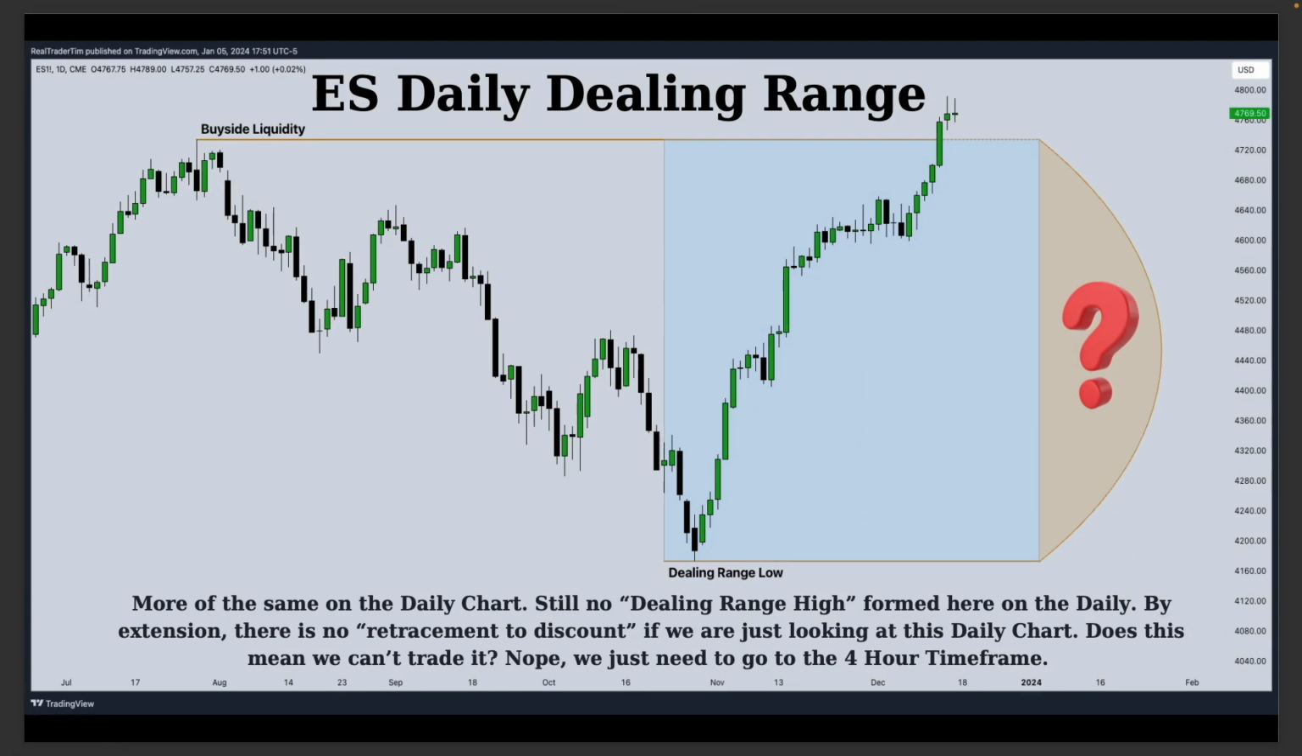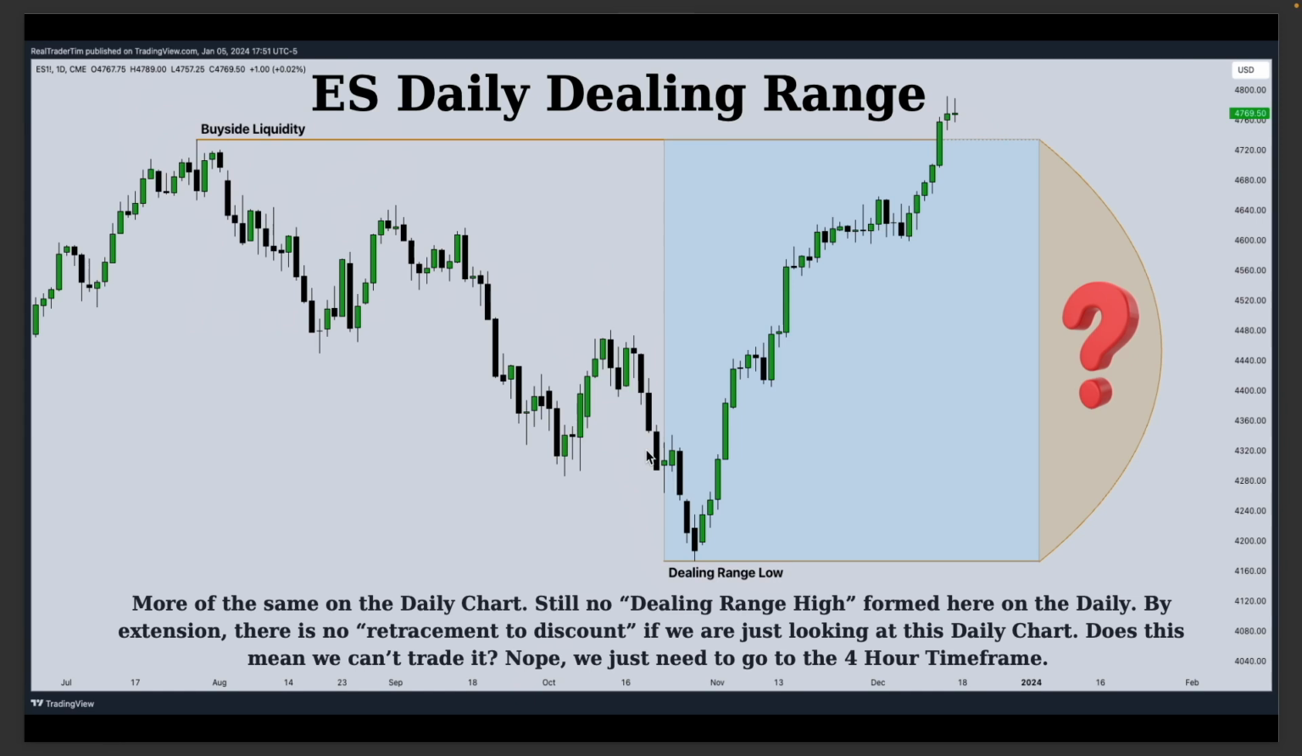So going down to the daily chart now on ES, we see more of the same. Looking at this chart, targeting this buy side liquidity, was there any return to a discount while we moved up and got that buy side? No. Price was super strong and there was no retracement.